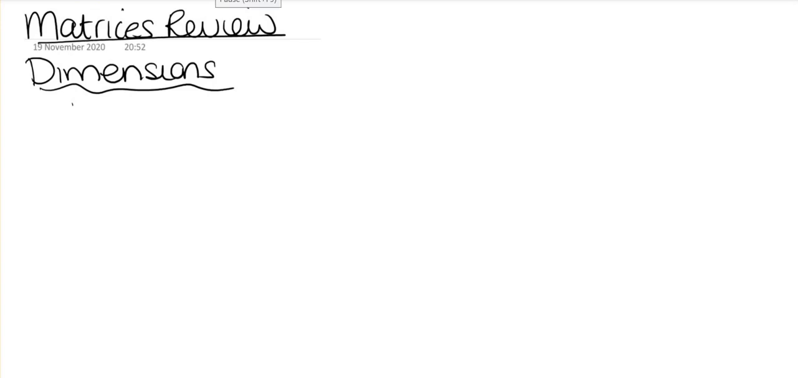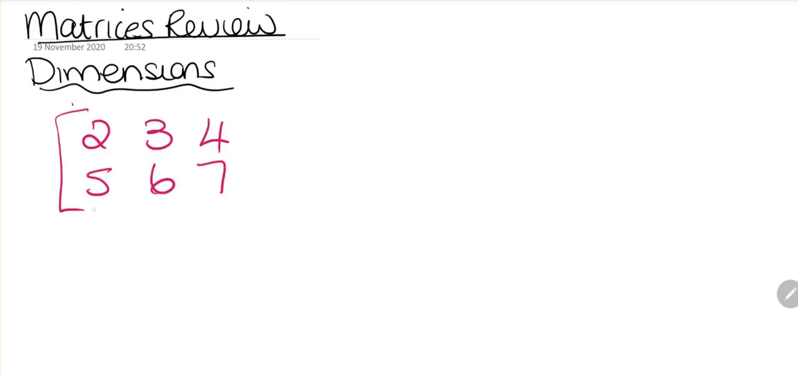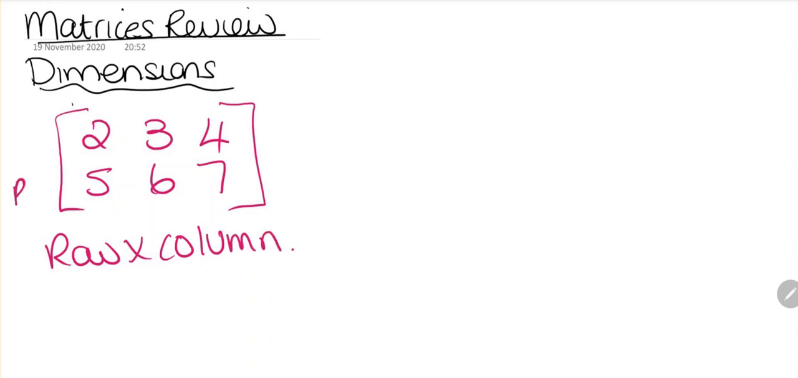Okay, before we go on to multiplying matrices, we need to review a few things about dimensions. So if I had a matrix and I had 2, 3, 4, 5, 6, 7, this matrix is row times column, where row is across, column is down. So this matrix dimensions, we have 2 rows and we have 3 columns. So it's a 2 by 3 matrix.